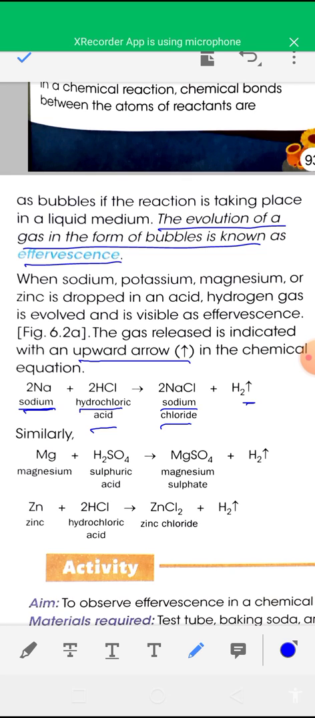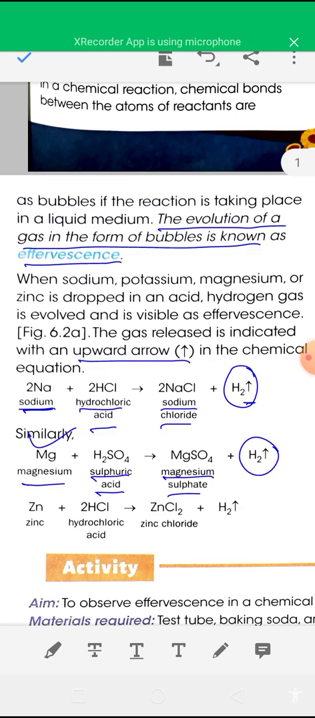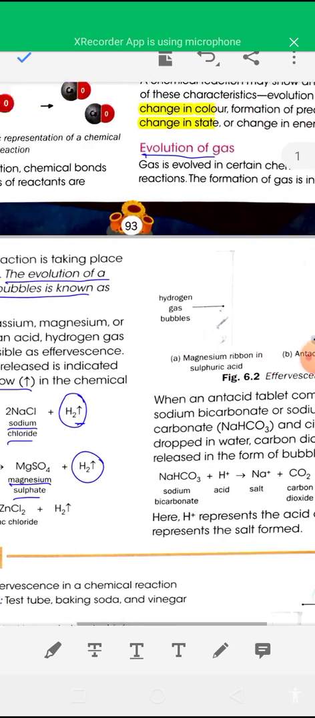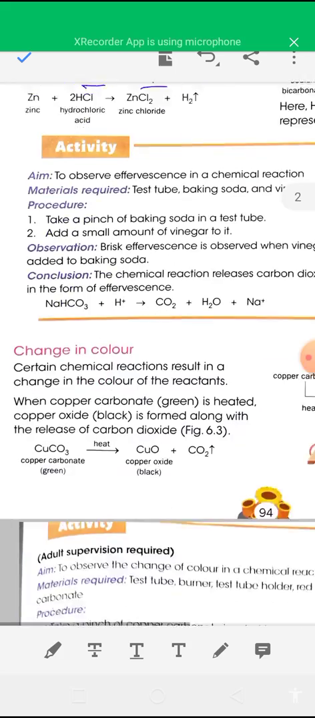So when sodium reacts with hydrochloric acid, it forms sodium chloride and hydrogen gas. Similarly, when magnesium, Mg, reacts with sulfuric acid, that is H2SO4, you will get magnesium sulfate and hydrogen gas. So in some chemical reactions, gas is formed.